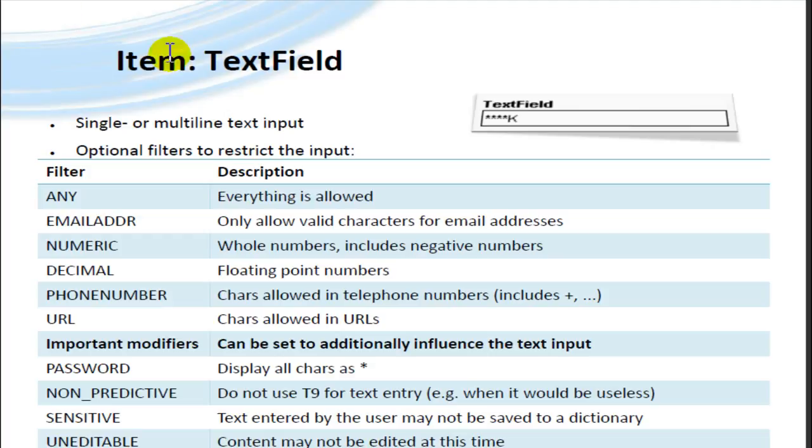Then there's a text field, on which you can put things. It is like the text box we have already read. It can be an email address, it can be a password, it can be decimal, and so on. So you can put this on your form to fill up the things, right?